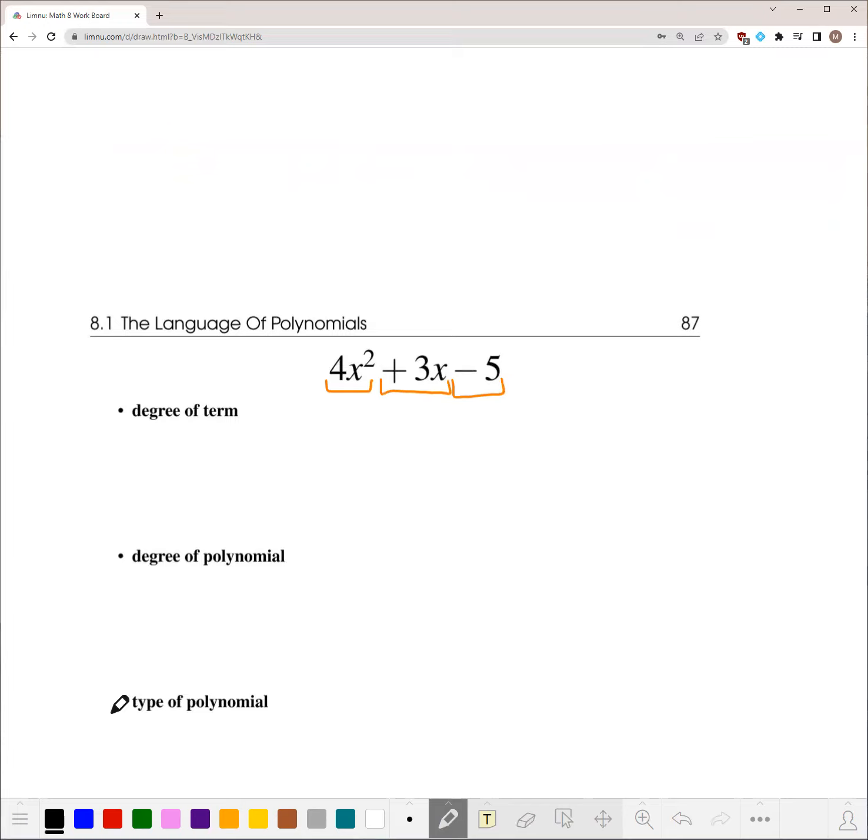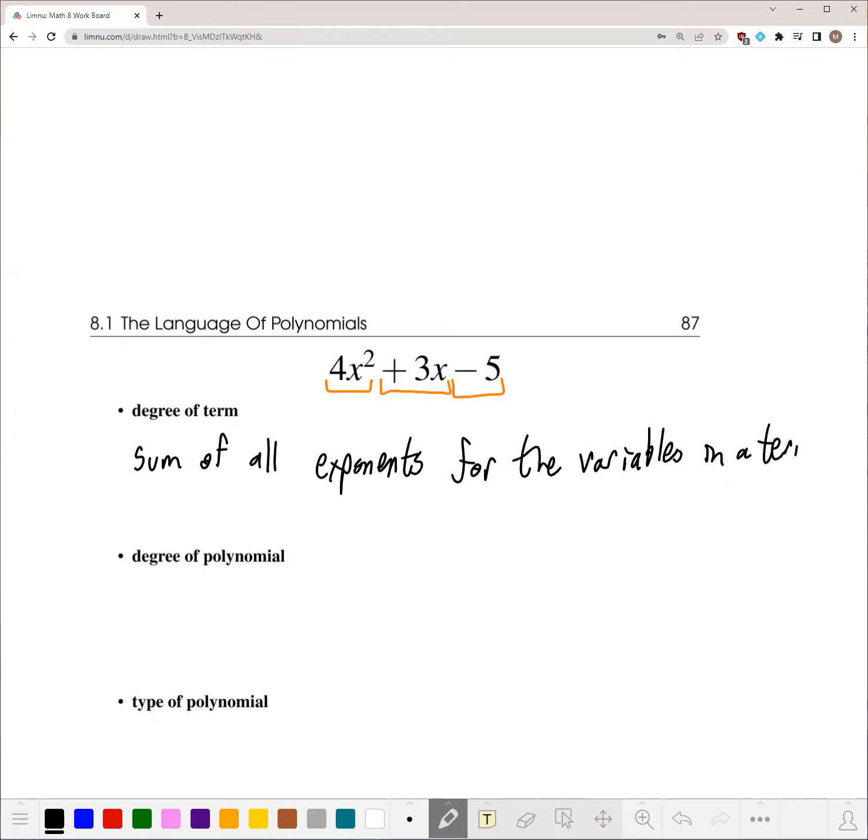And degree is a bit nifty, so make sure you get your head around this. Take the time to think about it. Listen to me say it a couple times if you need to. Degree is the sum of all exponents on the variables for any given term. And we'll do a couple examples of this in a term.